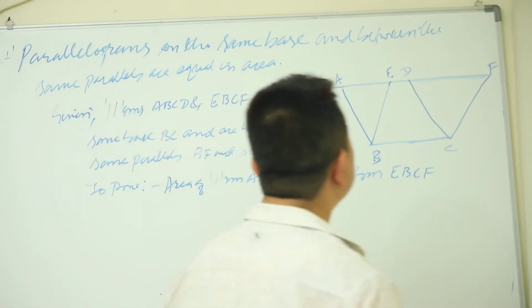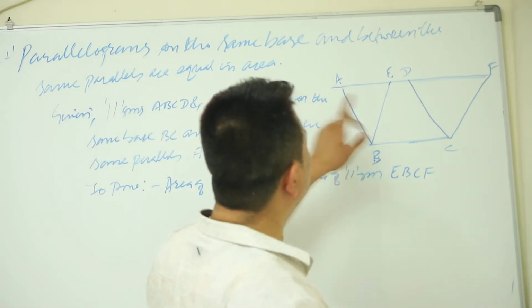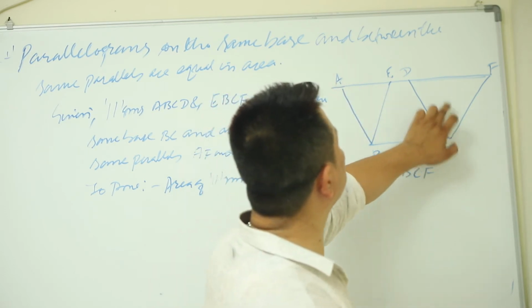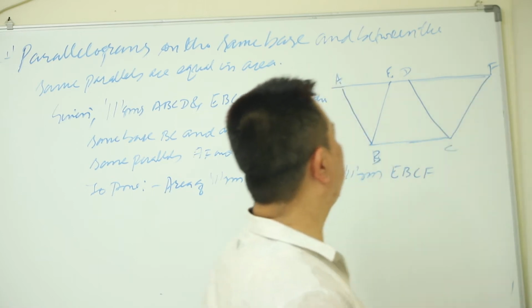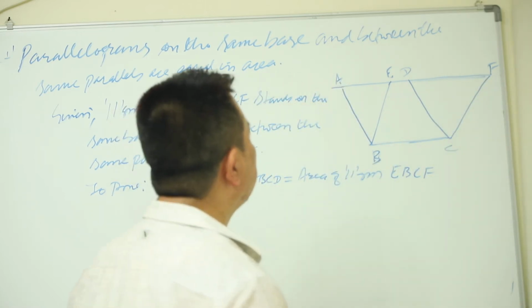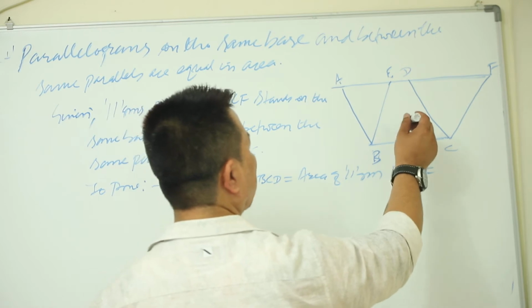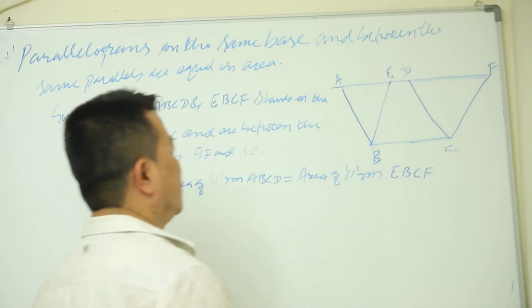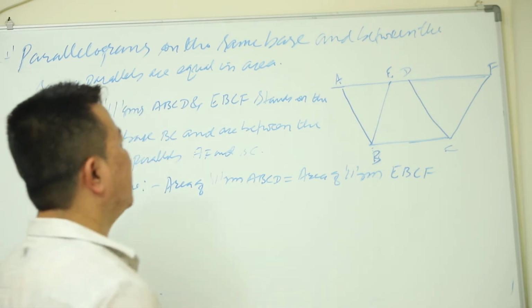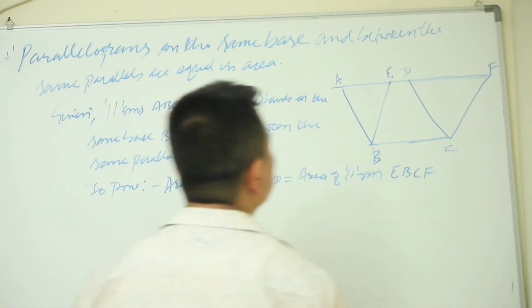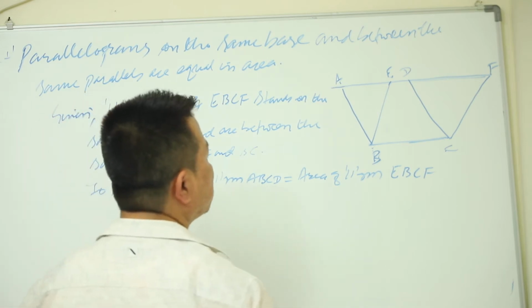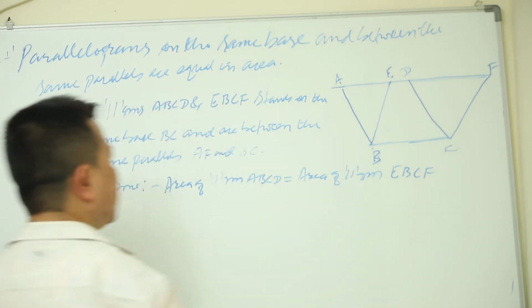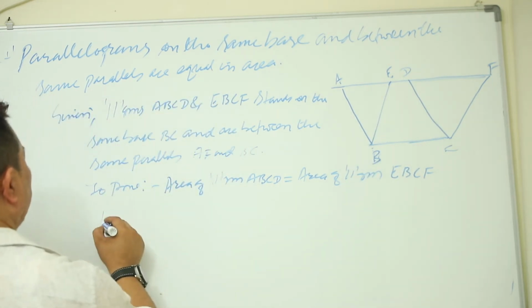Now if you look closely at the diagram, there are two triangles: triangle ABE and another triangle, triangle DCF. And the figure in the middle, EBCD, is a trapezium, or you can say any quadrilateral. So now you need to try to establish the relation between these two triangles. Now let's take these two triangles. Now the proof.